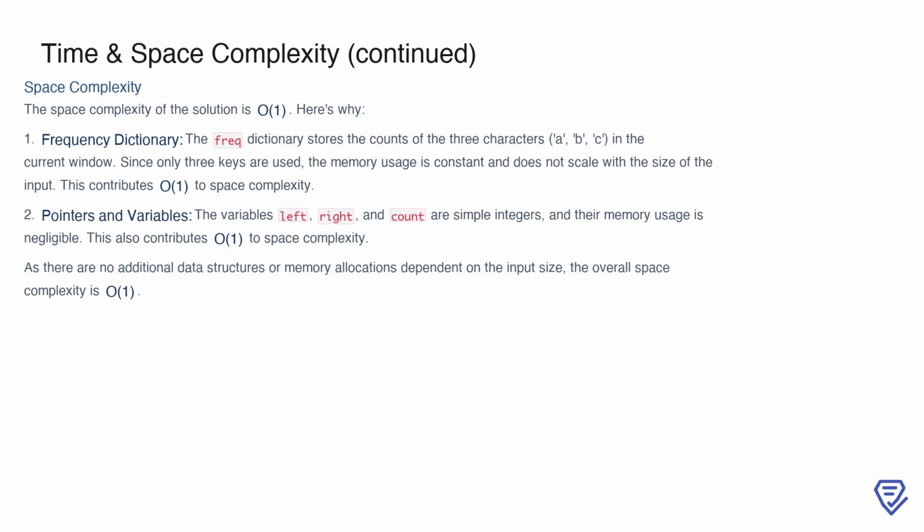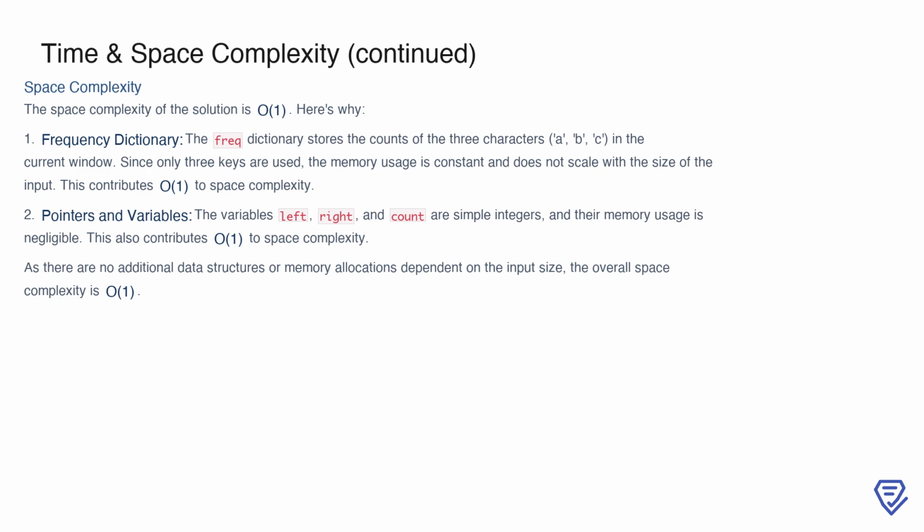The space complexity of this solution is O(1), and here's why. The primary data structure used is the frequency dictionary, which keeps track of the counts of the three characters a, b, and c within the current window. Since the dictionary only ever holds 3 keys, the memory usage remains constant regardless of the size of the input string. This contributes O(1) to the space complexity. Additionally, the algorithm uses a few integer variables, such as left, right, and count, which also consume a constant amount of memory. There are no other data structures or allocations that scale with the size of the input. As a result, the overall space complexity of the solution is O(1), making it very efficient in terms of memory usage.